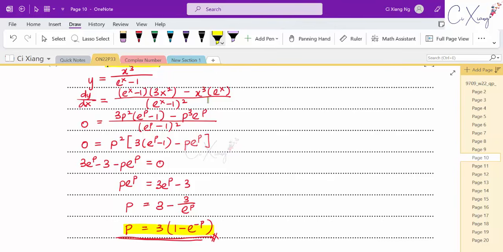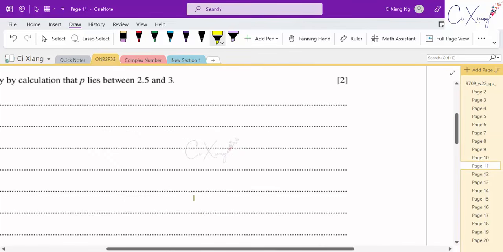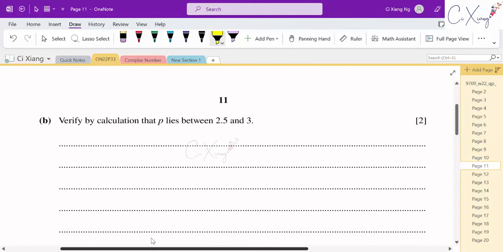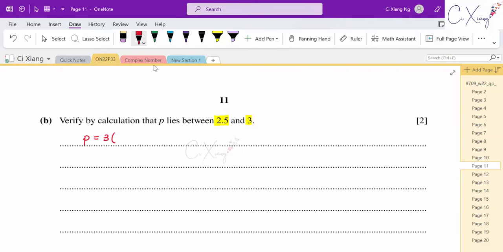Alright, so this is our part A. Then continue to part B. For part B, they want us to show or verify by calculation that p lies between 2.5 and 3. For this, we want to apply the sign change rule. To get the sign change rule, first of all, you need to look at your original equation for p. So in part A, we know that our equation of p is something like this.